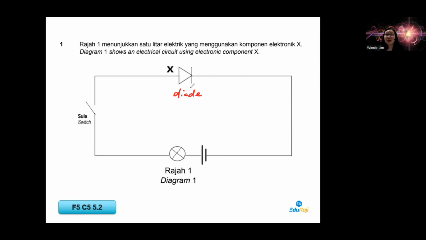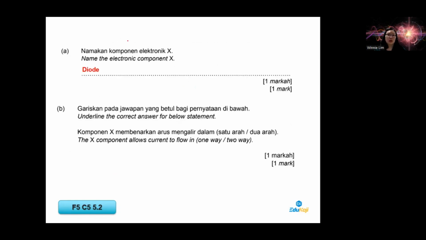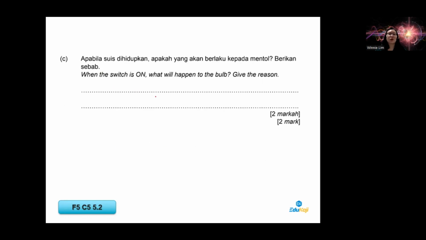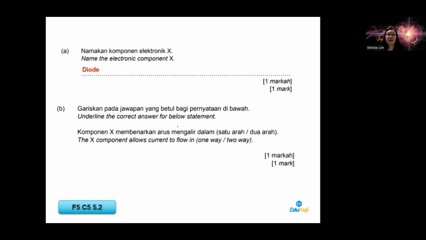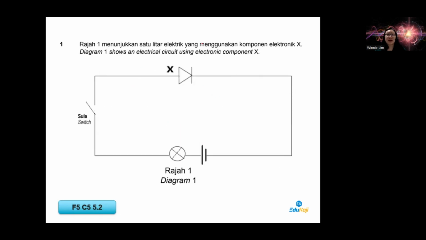And what is the function of a diode? To allow current to flow in one direction when you connect it to a battery or an AC circuit. This is the answer for A, and for B, to allow current to flow in one direction. So this is the general idea. Now, when the switch is on, what will happen to the bulb? And give your reason. So we look back at this diagram.